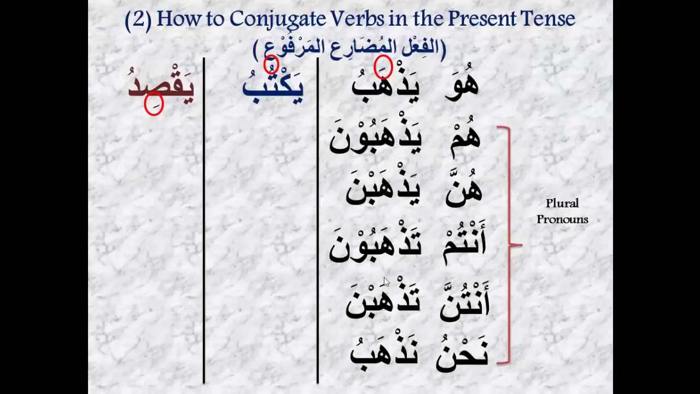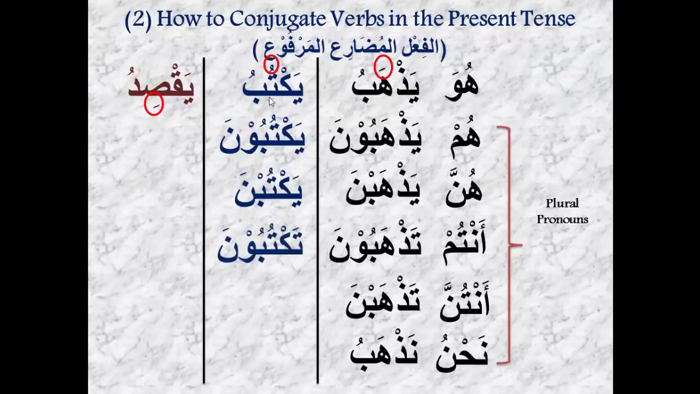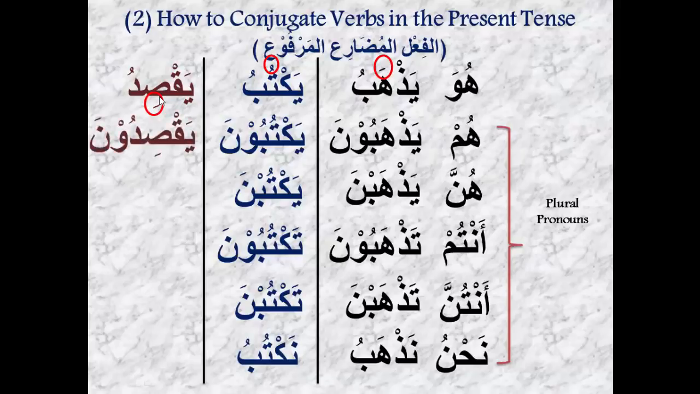Verb yaktubu, we have hum yaktubuna, hunna yaktubna, antum taktubuna, antunna taktubna, nahnu naktubu. And then the final verb, yaqsid, hum yaqsiduna, hunna yaqsidna, antum taqsiduna, أنتن تقصدن, نحن نقصد.